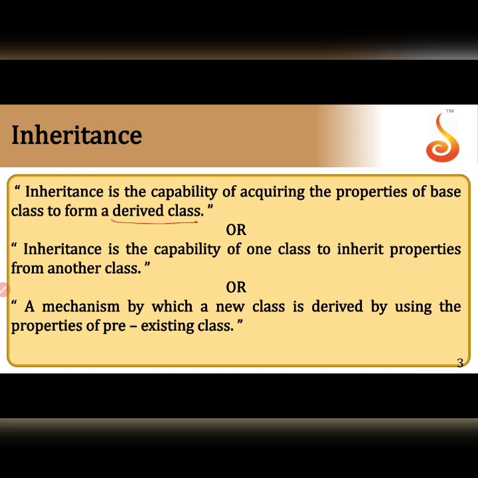Here, the class from which you derive another class is called the base class, and the derived class is called the derived class. You can say a parent class and a child class. That is, it is the capability of one class to inherit, to get the properties of another class. When you inherit, it does not mean that you will not have your own unique properties. You inherit properties and then you can add a few properties of your own.